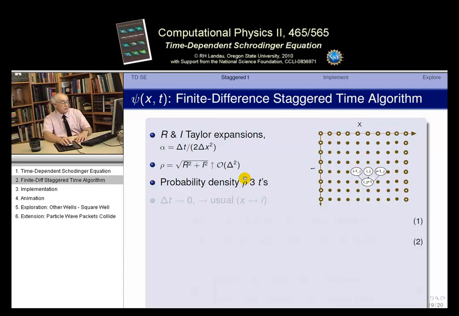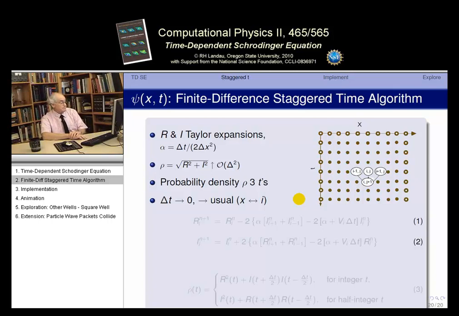And we do this by using 3 different times on this grid for the probability rho. As we see here in the algorithm diagram, we'll just use 2 times in order to solve for the wave function, but we'll use 3 times for the density. So this is an extra order of complication in order to get a better algorithm, in order to get better precision.